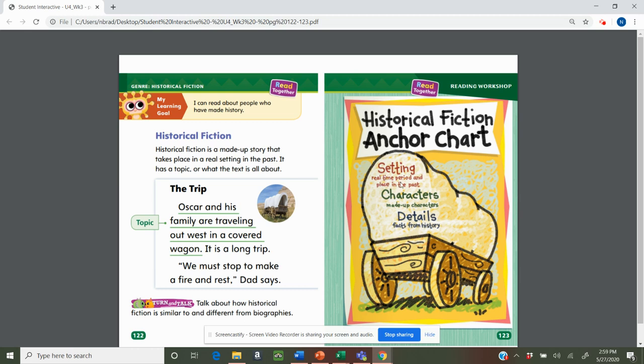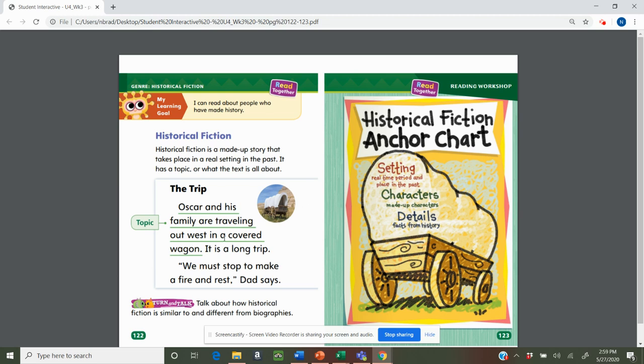Setting is a real time period and place in the past. The characters in a historical fiction text are made up characters, and the details in a historical fiction text are facts from history.